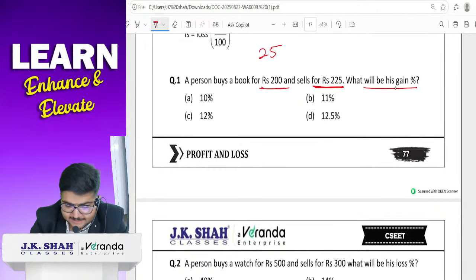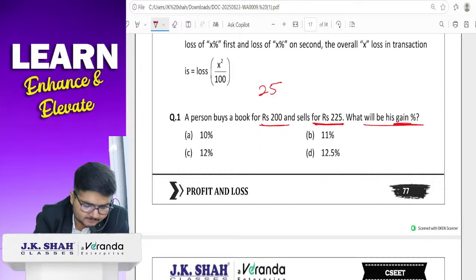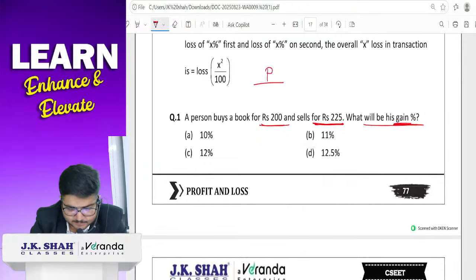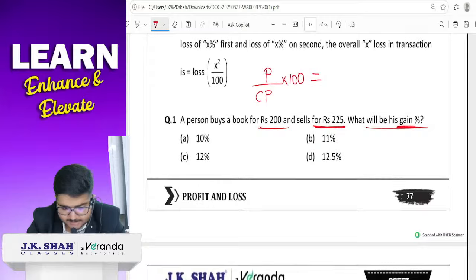You have to find gain percentage, profit percent. Profit is of 25. Profit upon CP. Profit upon cost price. I am writing the formula, wait. But I'll recommend you not to write for anything, and to solve it in your mind. What is profit? 25. What is the CP?